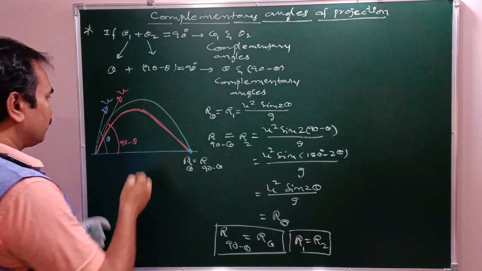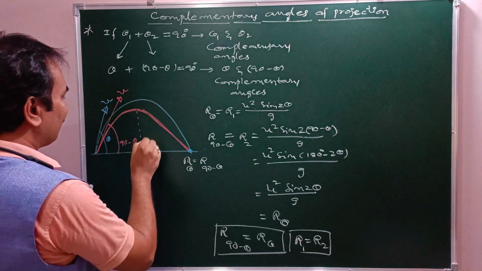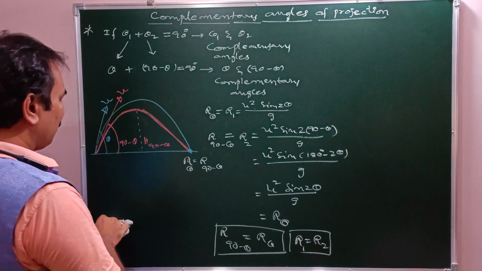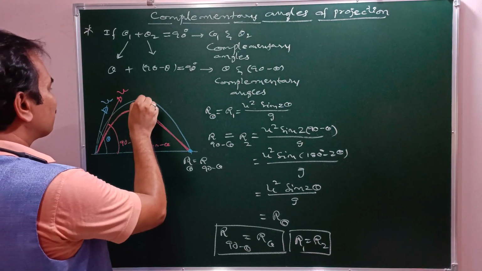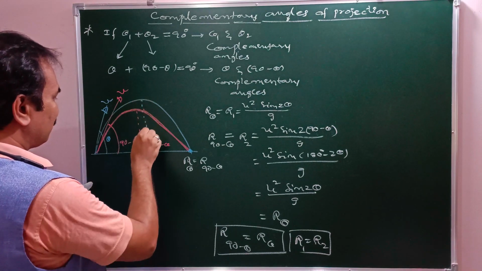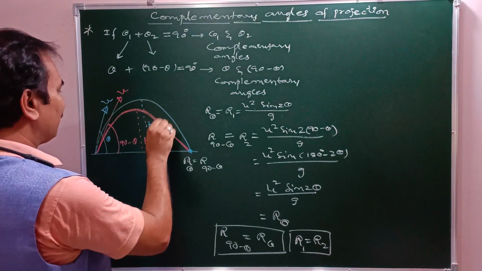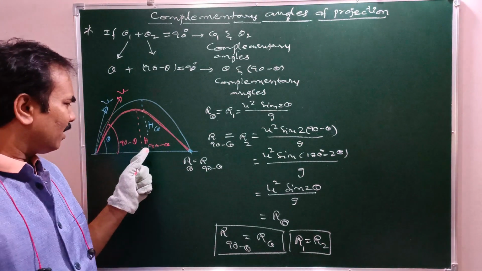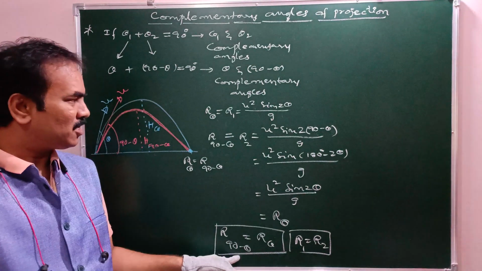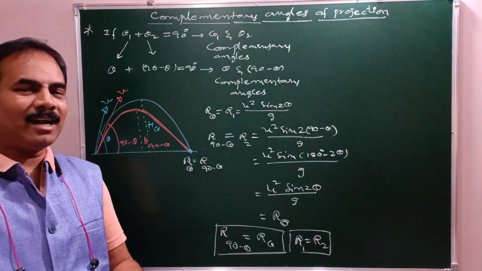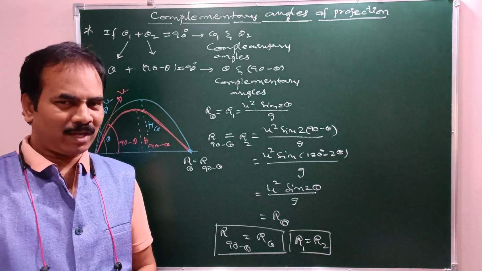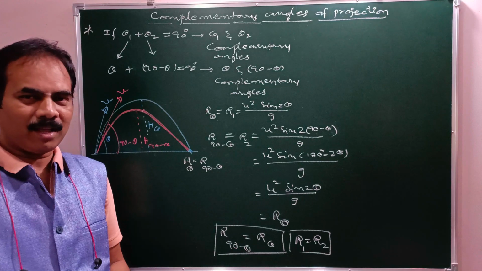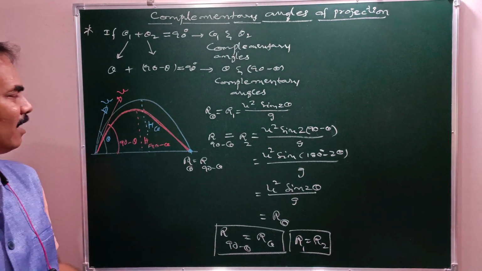So this is the maximum height at 90 minus theta, for example. Now this is the maximum height the first time, that is H at theta. So here they clearly differ in the maximum height gained when the body is projected at theta and 90 minus theta. Am I right? So H at theta is not equal to H at 90 minus theta.